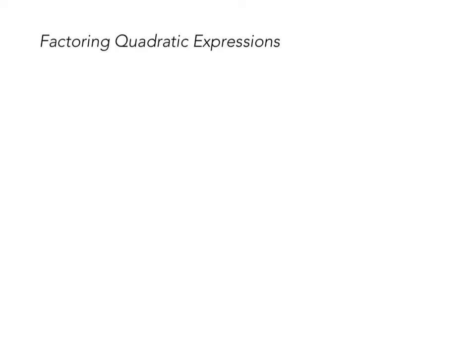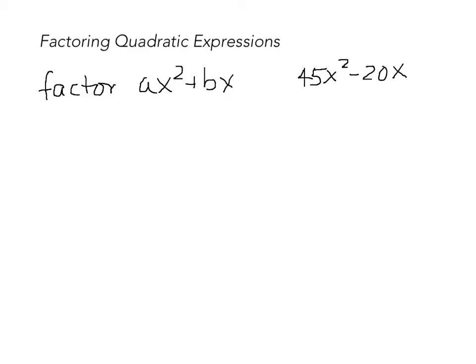Okay, so factoring quadratic expressions, we have already factored items that are in ax squared plus bx, where the c value is 0. And we did that with things like 45x squared minus 20x. And we can look to see what is common to both of these. And we find out that we have a 5 in common as well as an x.